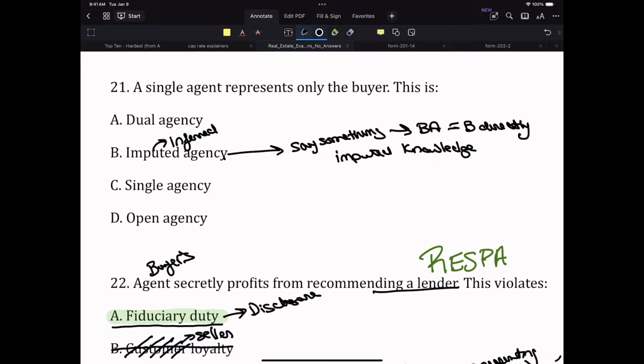So this is a thing, but I don't know of any state that tests you on it. That's just more of I happen to know it. So it's not imputed agency, y'all. Nope. Of course, the answer is C, single agency, because it's not dual agency and it's not open agency.